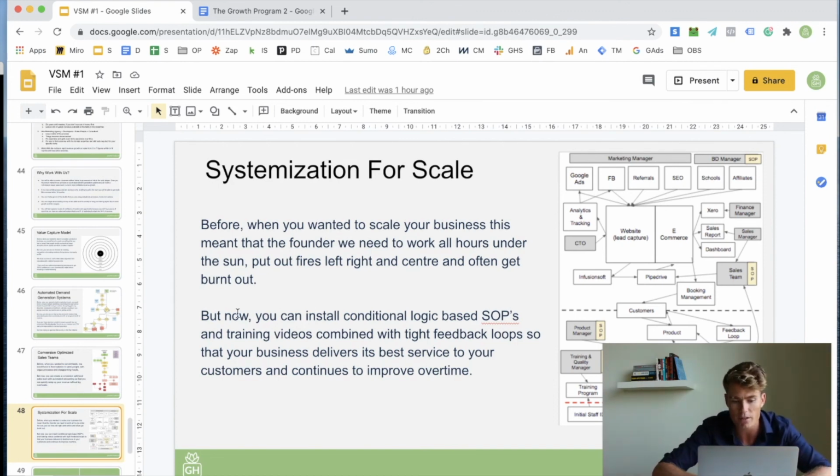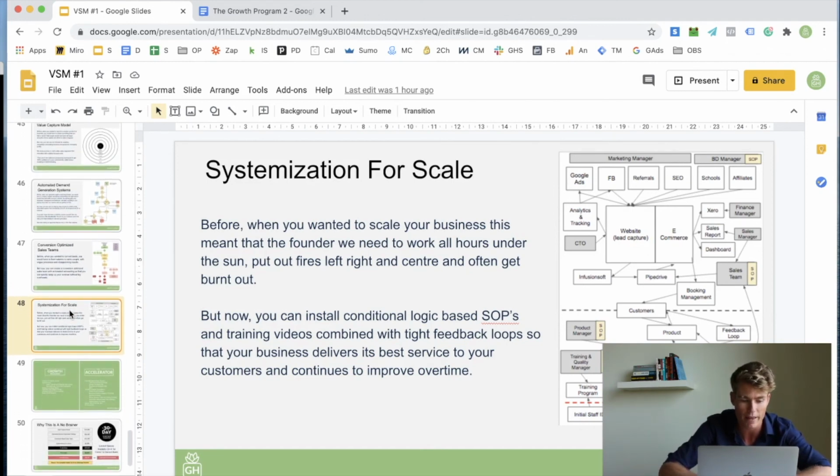So the way that we do this, we install conditional logic-based SOPs, training videos, and tight feedback loops so that your business continues to improve over time, and you can map everything out into a system so that your business becomes like a machine, and then instead of being stuck on the inside working in the business, you can step outside and work on the business. So that, guys, summarizes in a nutshell what you get included within the program.